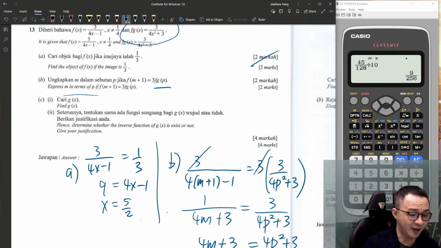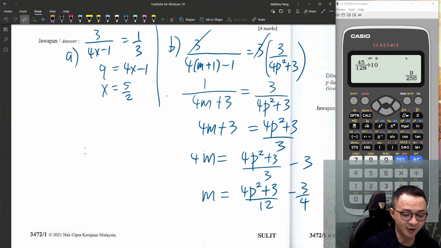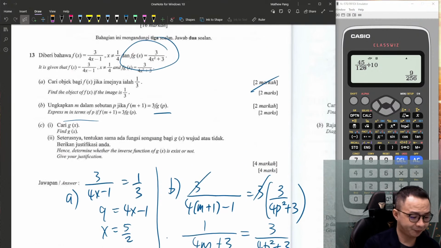Does the question say they want single fraction? Express m in terms of p. Yeah, that's all. So basically just simplify them. Nothing very special. Done. Okay, find g(x).